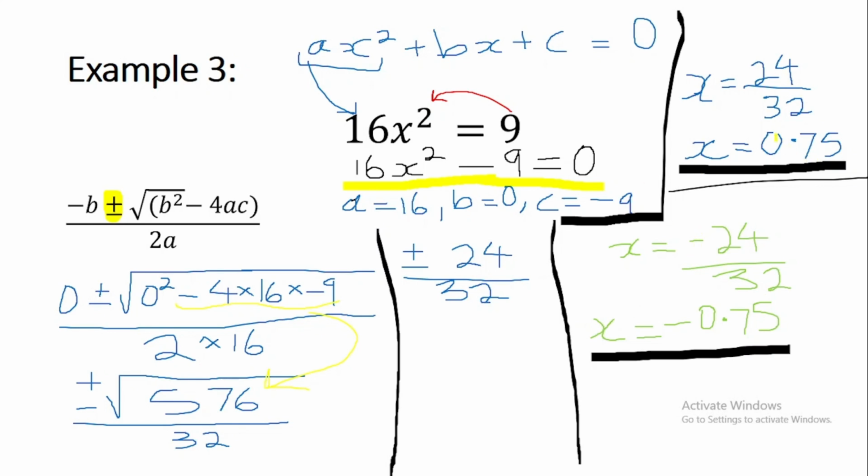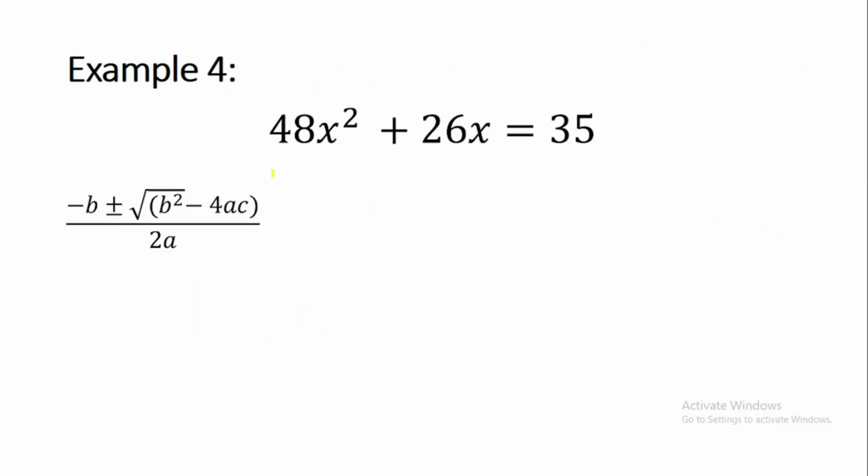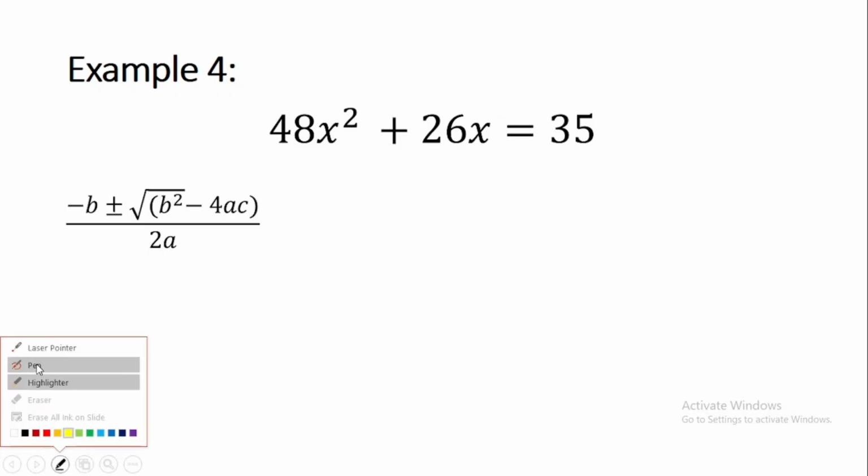So x is either 0.75 or negative 0.75. So either way, that's the answer for that question. Moving on to this question right here, I have 48x squared plus 26x equal to 35. Let's quickly work that one.